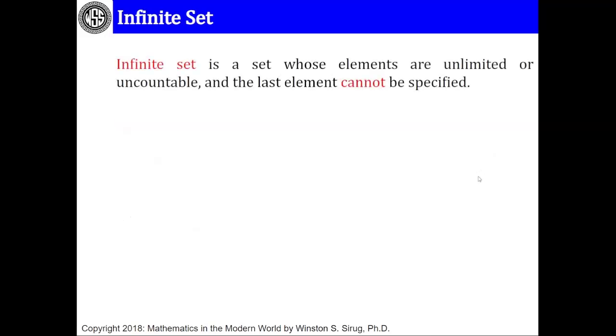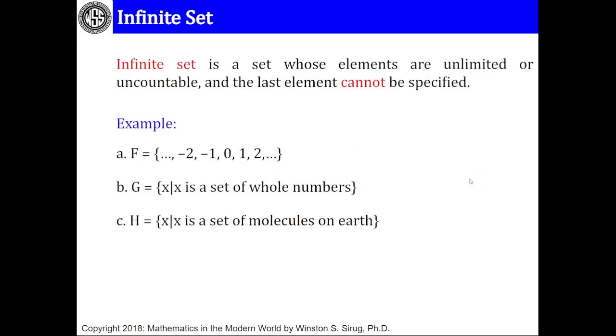Okay, so infinite set. Please read. Okay, Justin. Infinite set is a set whose elements are unlimited or uncountable, and the last elements cannot be specified. Example, F is equals to set of negative 2, negative 1, 0, 1, and 2. B, G is equals to set of X such as X is a set of whole numbers. And C, H is equals to a set of X as X is a set of molecules on Earth.